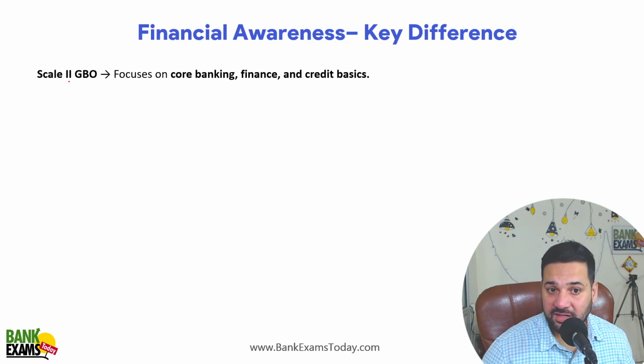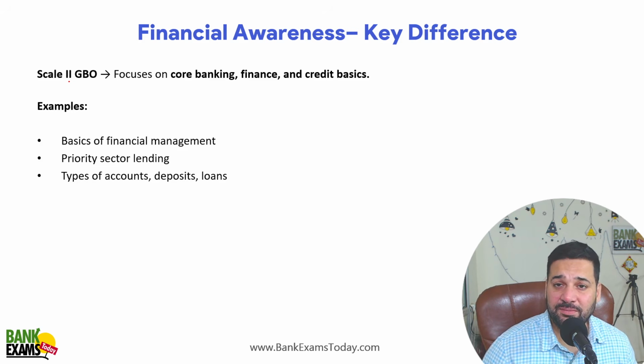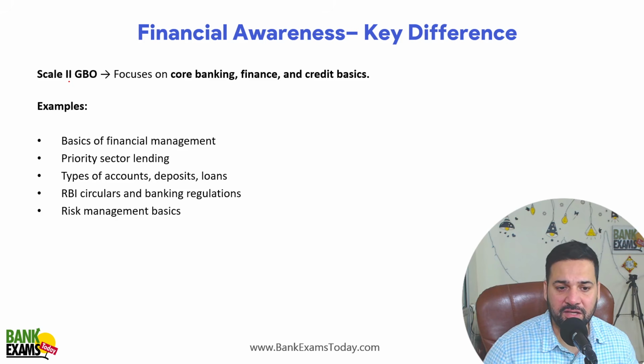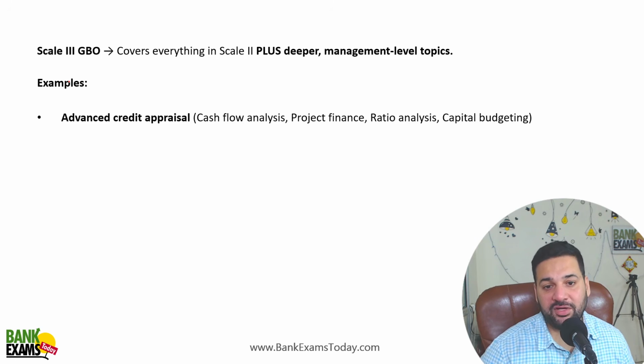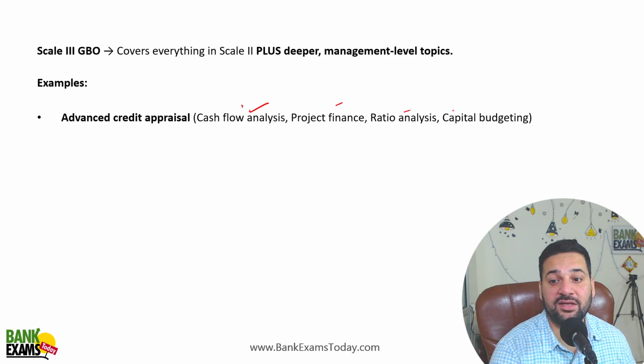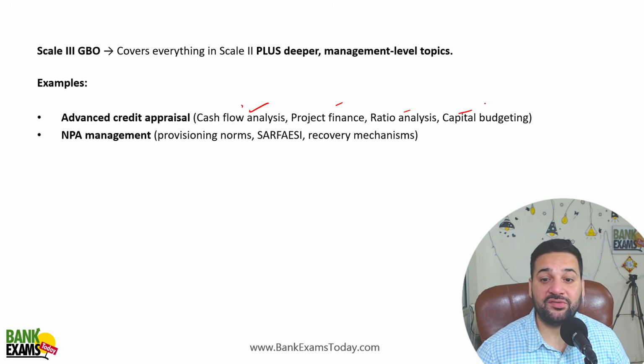So in the Scale 2, it focuses on core banking, finance and credit basics, like basics of financial management, basics of priority sector lending, types of account, deposits, RBI circulars, banking regulation, risk management basics. While in Scale 3, you will find detailed questions, detailed banking management level questions, like advanced credit appraisal questions, like cash flow statements, cash flow analysis, project finance, ratio analysis, capital budgeting decisions, NPA management, provisioning norms, SARFAESI, recovery mechanisms like IBC. You need to do questions for the Forex, very important.